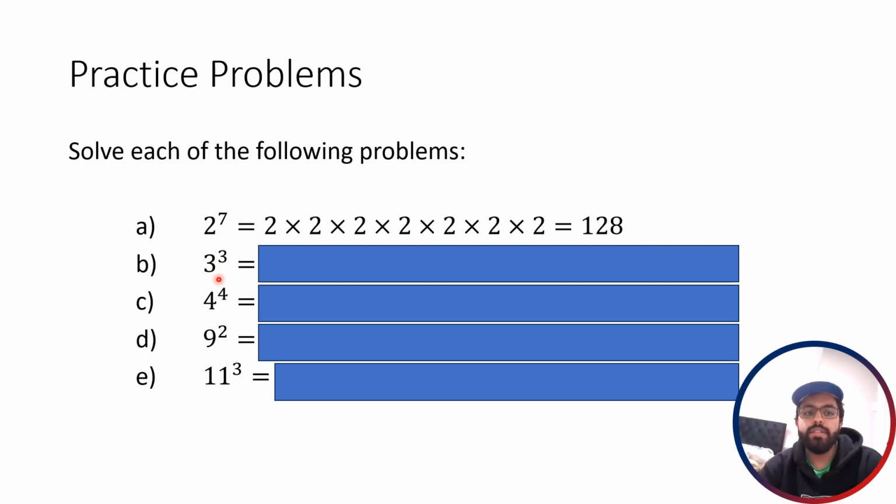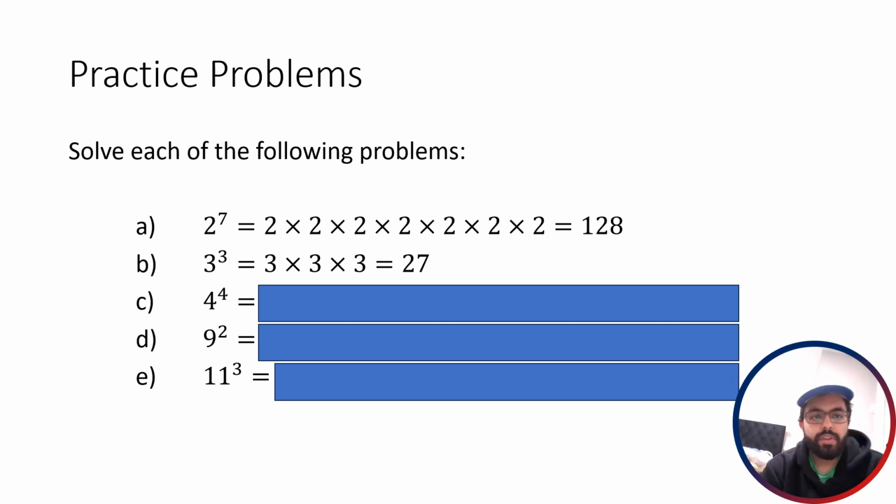The second one is 3 cubed, or 3 to the power 3, or 3 to the exponent 3. So that's 3 being multiplied by itself 3 times, because that's what the exponent tells us. So we get 3 times 3 times 3, which is 27. 3 times 3 is 9, times 3 is 27.